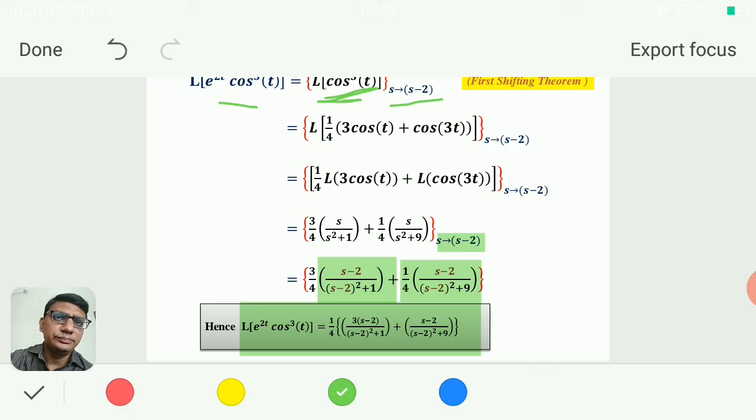So these are some examples related to the first shifting property.